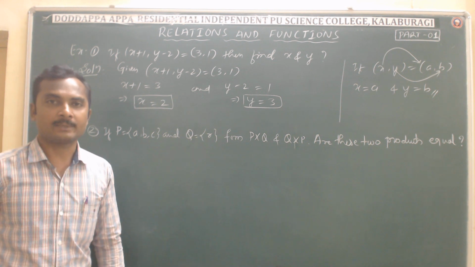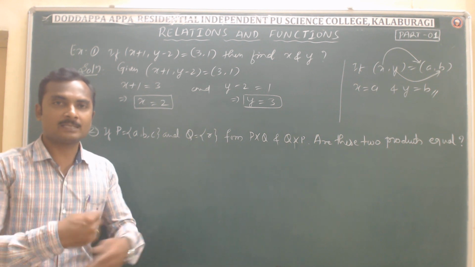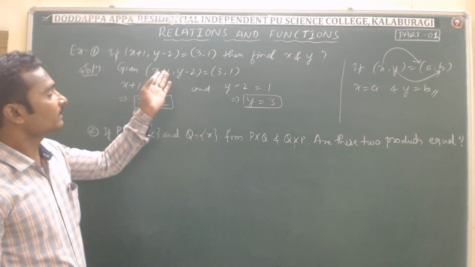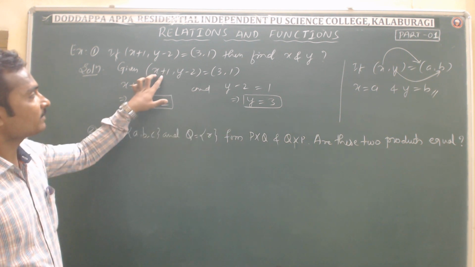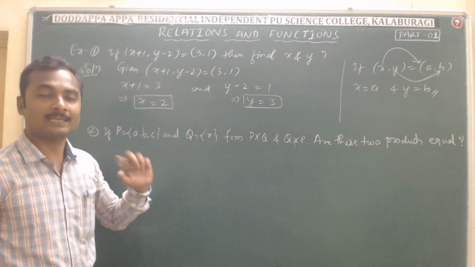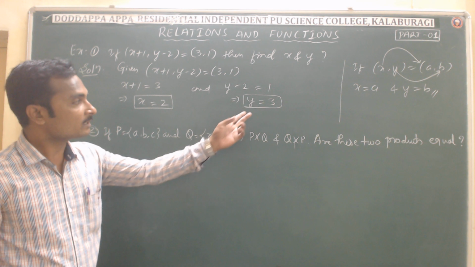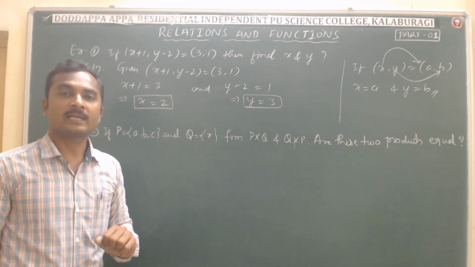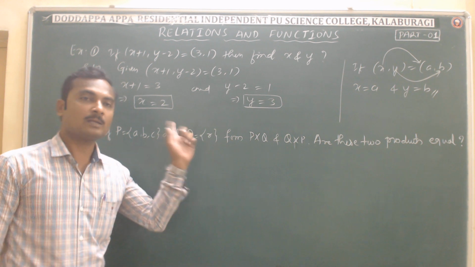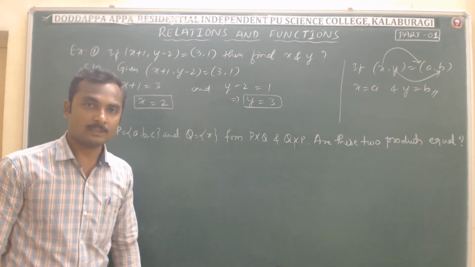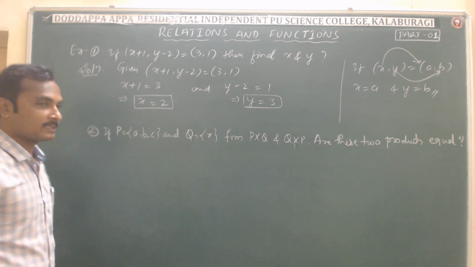So let's verify. Substitute x = 2 and y = 3. If you put x = 2, 2 plus 1 is 3, so you get the same number on either side. Then only the ordered pairs are equal. Substituting y = 3, 3 minus 2 is 1. You can see there is a 1. It means these ordered pairs are equal for x = 2 and y = 3. One more example.